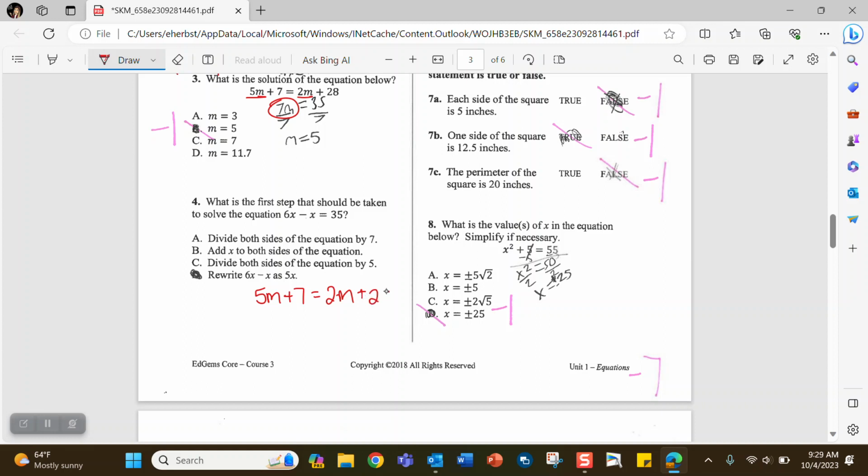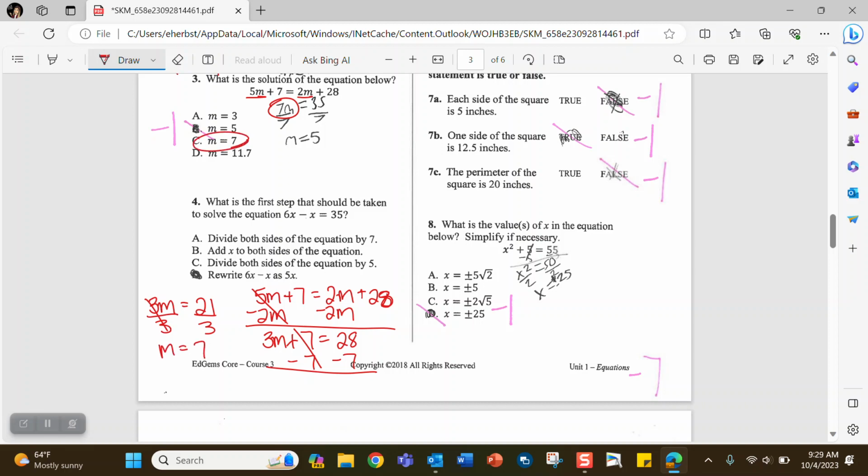So we do need to get the variable on the same side, but that's done by, remember when you're moving terms all the way to the other side, you have to do the opposite. So we would have subtracted 2m from this side, and that would have been 3m plus 7 equals 28. And now I have to take everything away from the left-hand side that's with the variable. I'm going to start by subtracting 7, so 3m equals 21. And now we're going to divide both sides by 3, and we get m equals 7. So that one should have been letter C.